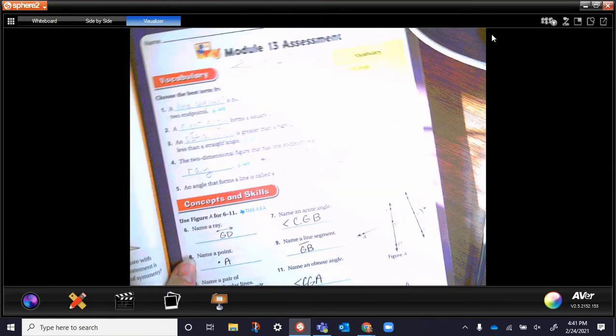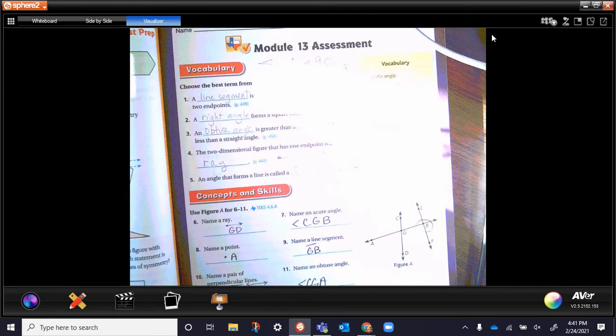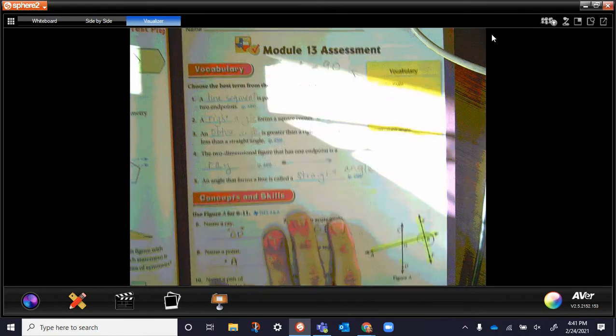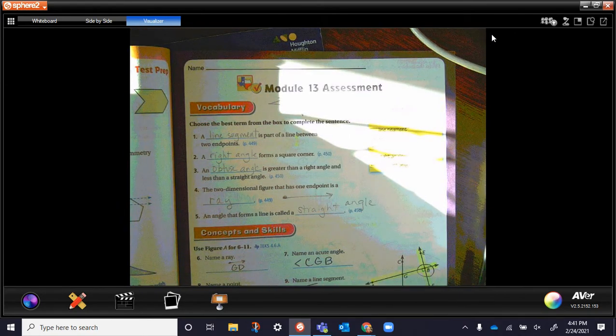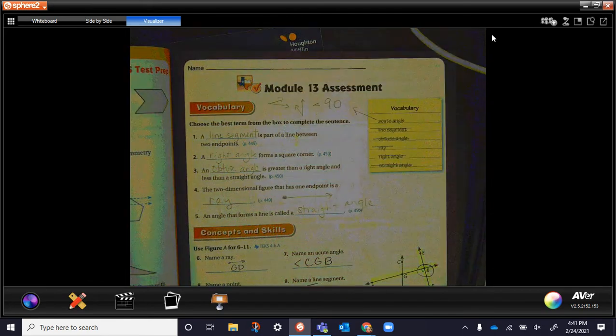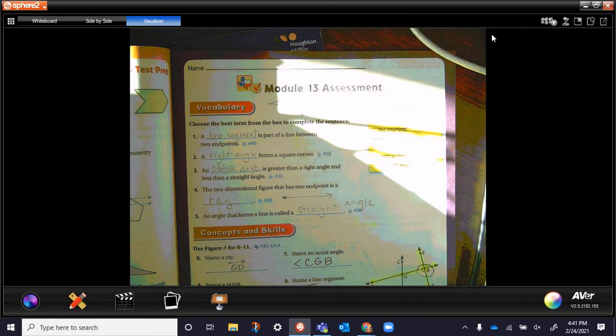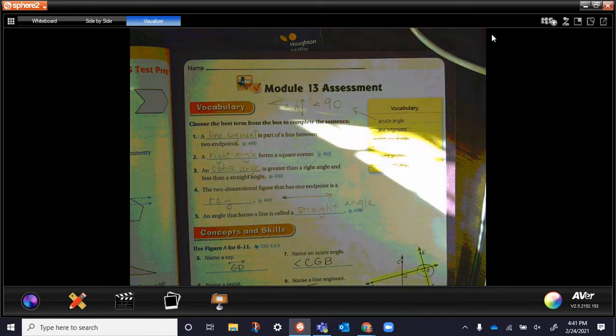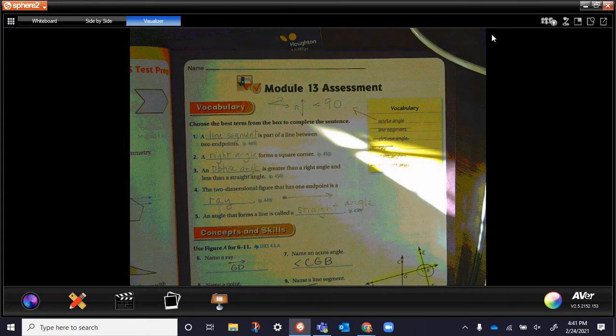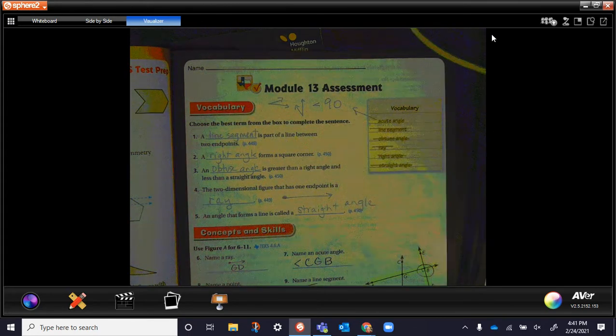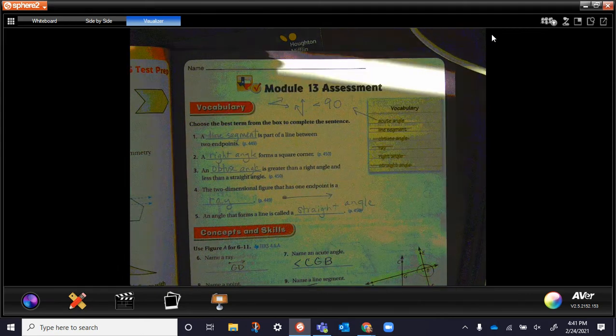In module 13, we went over, and it is sunny as can be. Let me go shut this curtain real quick. All right, see if that helps a little bit.